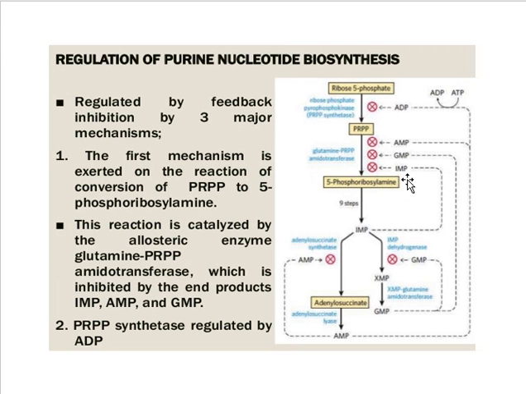Similarly, other important step for the regulation of synthesis of purine nucleotides is the conversion of ribose 5-phosphate to PRPP, that is the synthesis of PRPP, and this is catalyzed by the enzyme PRPP synthase. So this enzyme PRPP synthase is regulated by ATP.